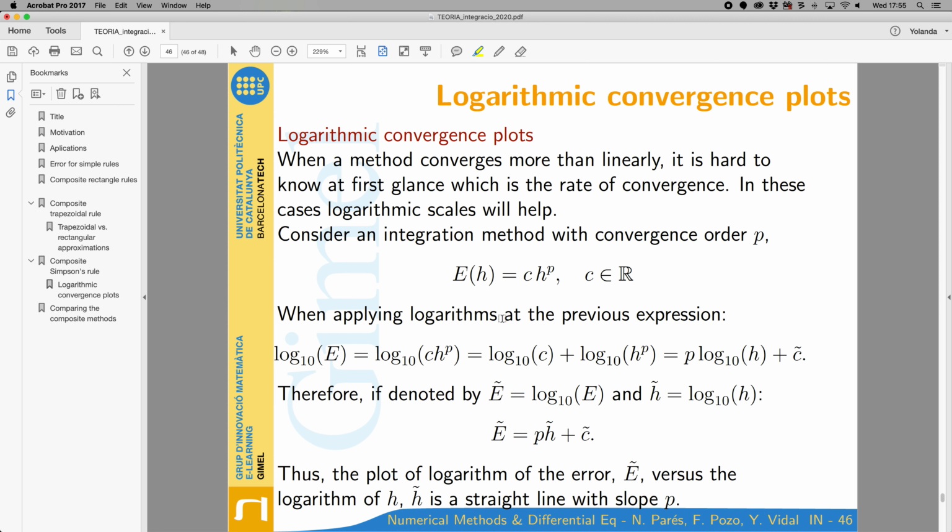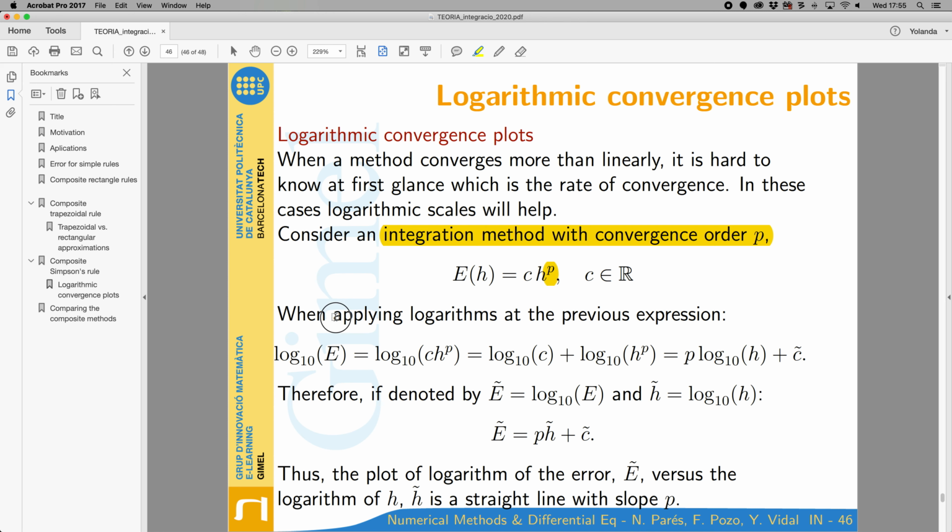Now, we say that an integration method has convergence order p when its error is a constant value c times h to the power p. So when p is 1, we say the method is linear. When p is 2, it's quadratic. When p is 4, the convergence order is 4. Okay? Now, we know that if we just plot h versus the error, it's very difficult to appreciate whether this is quadratic or of order 4.